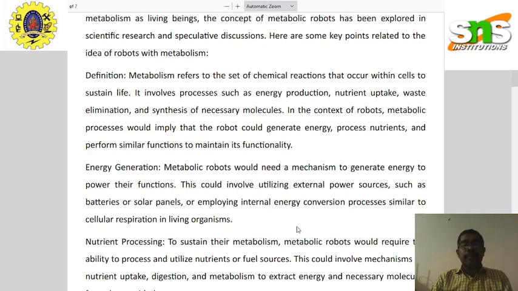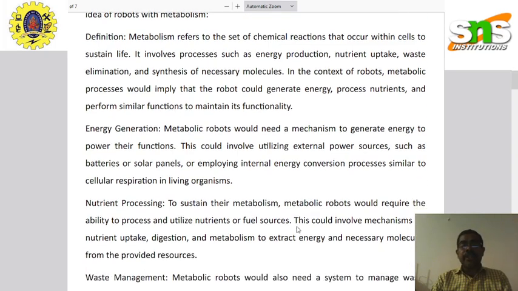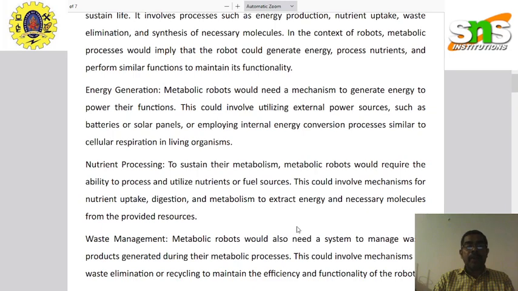When we talk about energy generation, metabolic robots would need a mechanism to generate energy to power their function. This could involve utilizing external power sources such as batteries or solar panels, or employing an internal energy conversion process similar to cellular respiration in a living organism.